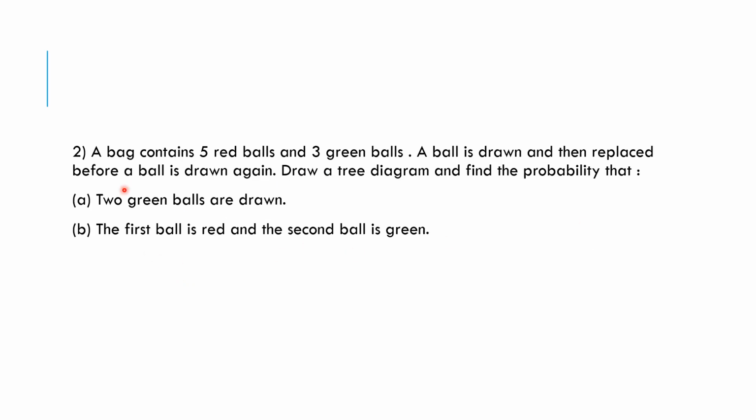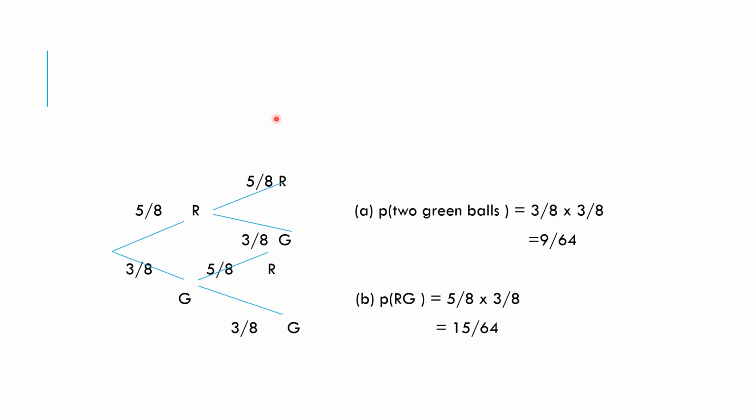Okay, let's have a look at the question. A bag contains 5 red balls and 3 green balls. A ball is drawn and then replaced before a ball is drawn again. Draw a tree diagram and find the probability that 2 green balls are drawn, and that the first ball is red and the second ball is green. Okay, this is basically the tree diagram.